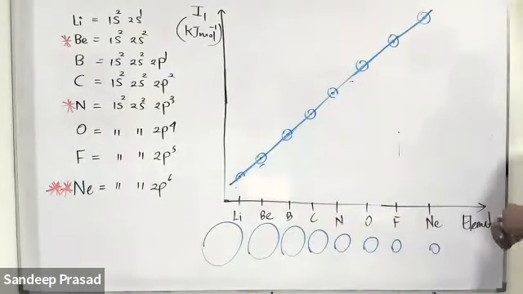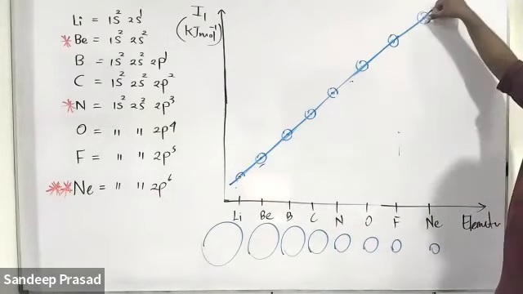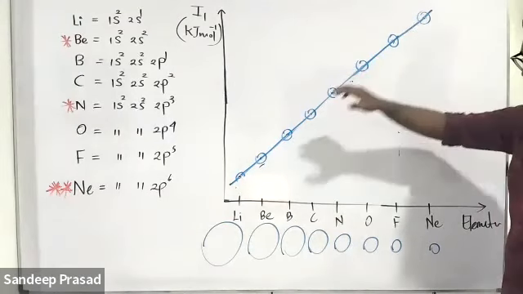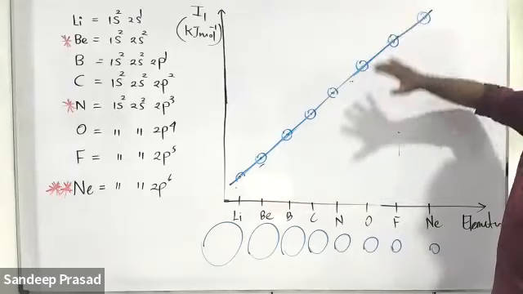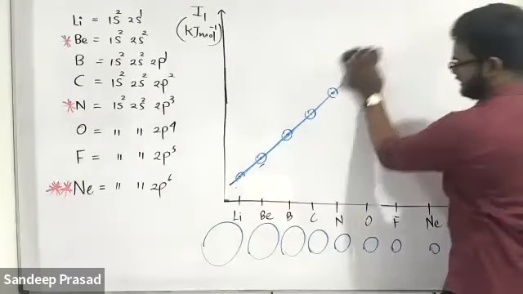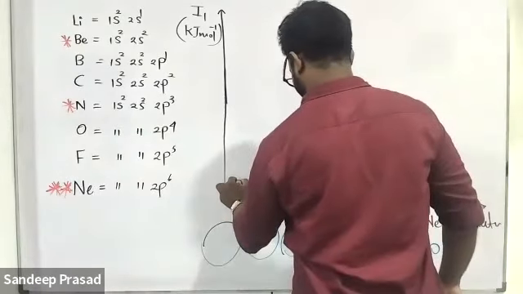I'll draw that separately. Let's see that one. Because if I draw that one with this one, actually you will confuse, right? Look at this one. This is the expected variation. You are expecting that ionization energy should gradually increase, right? So let's see how is the correct variation. How is the exact variation?